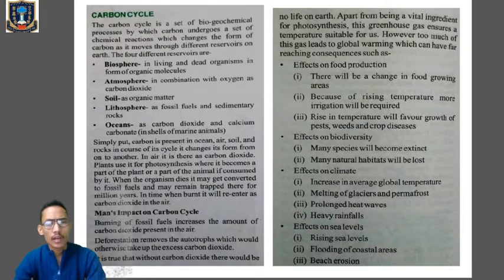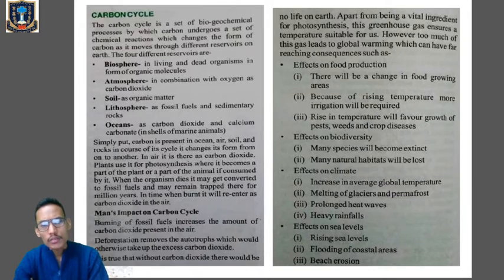So basically, what is the carbon cycle? We have heard the word carbon, right? When we think about carbon, we simply think about carbon dioxide, because the carbon source in the air is generally carbon dioxide, which is taken up by the plant to perform the process of photosynthesis. So what is the carbon cycle?